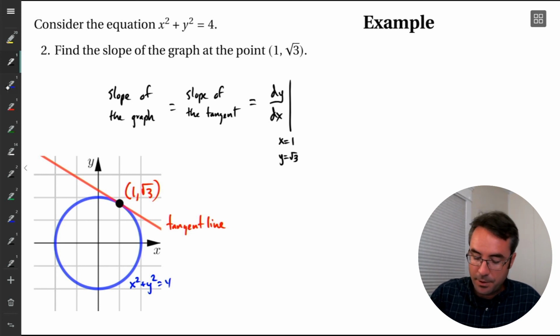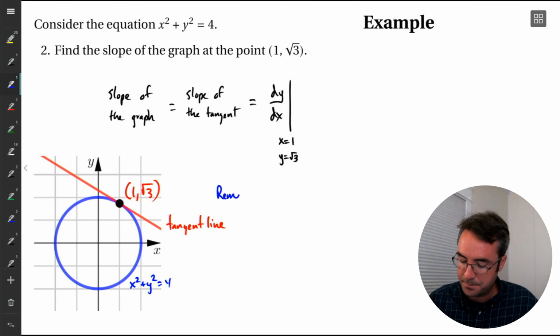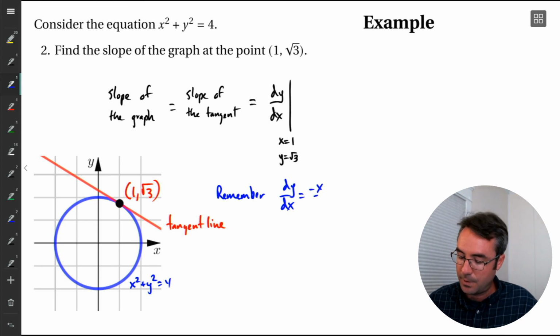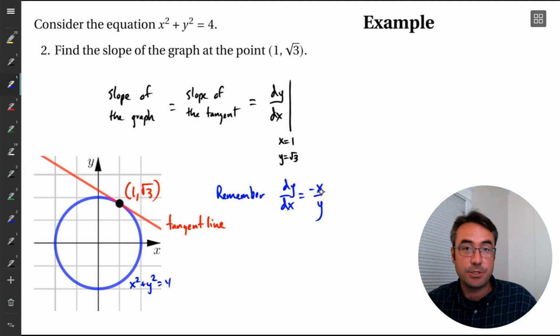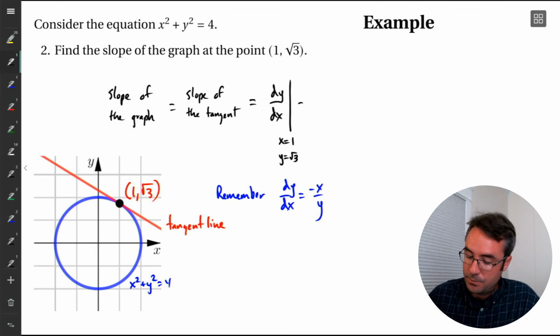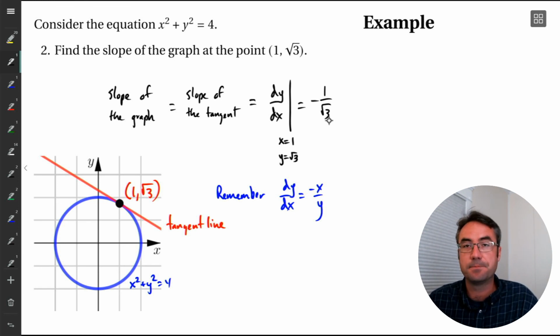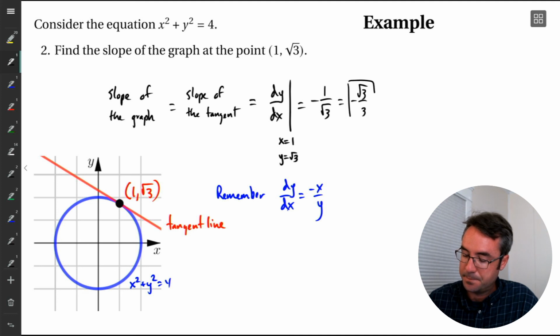And so if we remember, what did we find for the derivative? We found a nice little formula: the derivative was equal to negative x over y. So when we evaluate this, wherever we see an x, we change it to 1, and wherever we see a y, we change that to square root 3. So when we plug in, instead of negative x over y, it's negative 1 over square root 3. Or if we wanted to rationalize this, negative square root 3 over 3. Either one's fine.